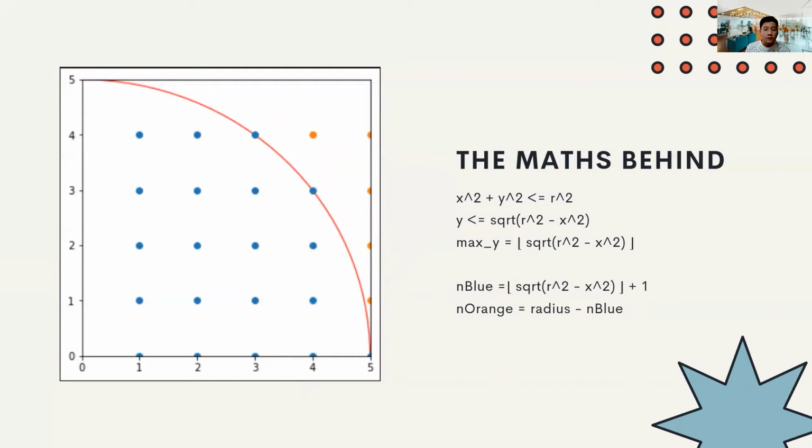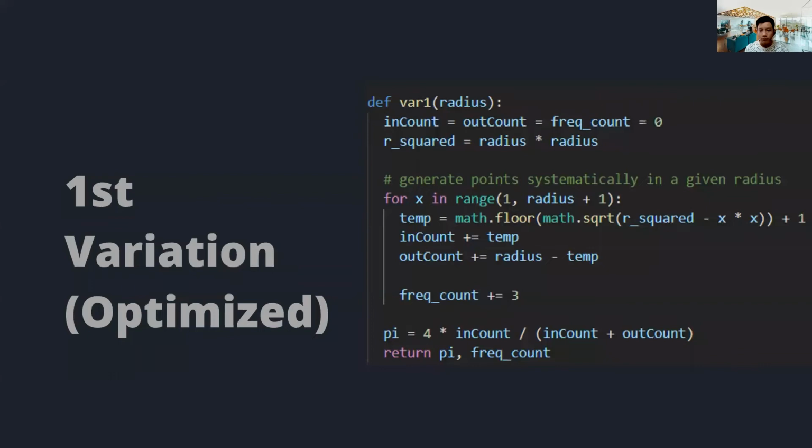Now let's try to carry over this logic in code. So in the optimized variation, we iterate through each x coordinate, obtain a count using our previously discussed equation, and increment the appropriate counters. As you can see here, we add the number of blue dots and we add the number of orange dots outside. So we instead increment the frequency count by 3 since we have 3 operations. Okay. So it's amazing. We managed to remove a whole loop, and that will leave us with an algorithm of linear time complexity.